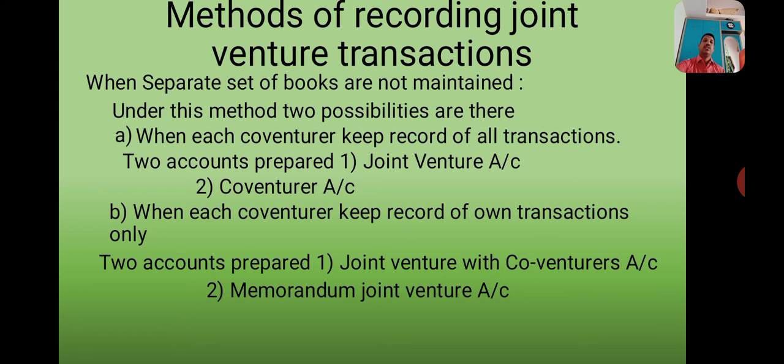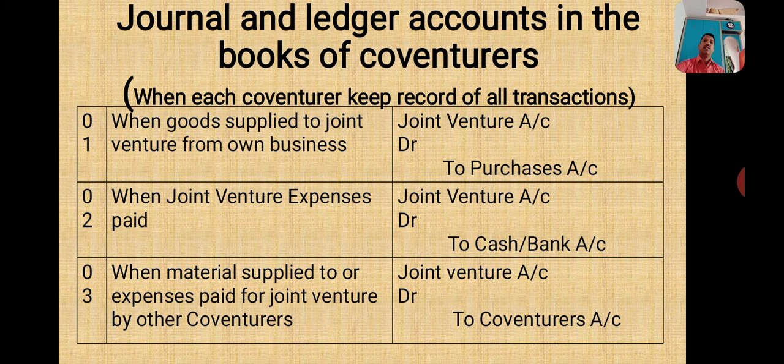Okay, let us know the journal entries. What are the journal entries to be passed under this method? When each co-venturer keeps record of all transactions, when goods are supplied to the joint venture from own business.